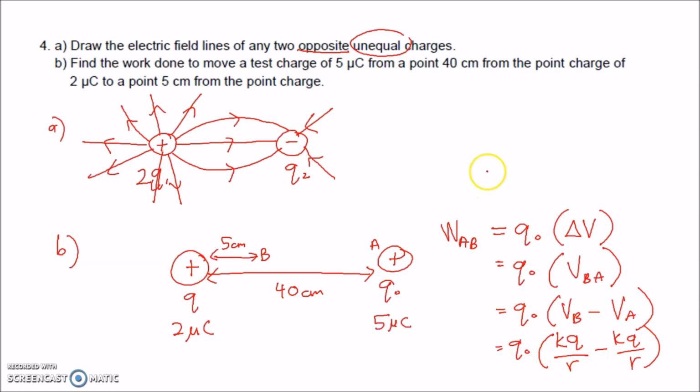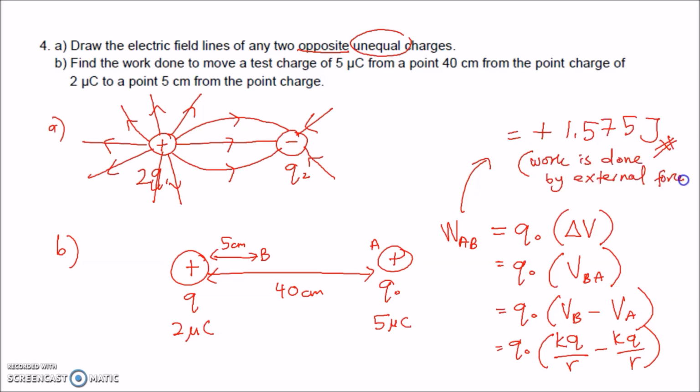Then you will get the answer for work done from point A to point B equal to positive 1.575 joule. It's positive, thus work is done by the external force. So let's check, is it true that work is done by an external force? Now we have a positive test charge and also a positive point charge. They should repel, but we bring this test charge nearer to this point charge. So it is hard to bring it from point A to point B. Thus we need an external force to move this test charge to point B.